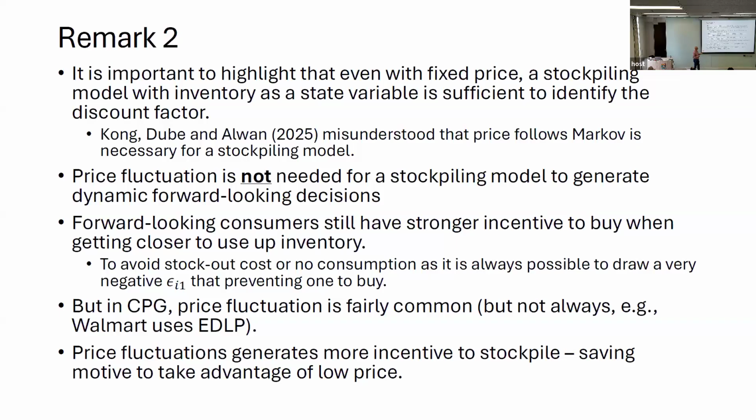Now, in a lot of consumer packaged goods markets, we see price fluctuation, with things on sale from time to time, but that's not always the case. For example, Walmart in the US commonly uses an everyday low price strategy. They set the price for most of the products to be the same across time, and so that doesn't really give price fluctuation. It's not the reason why people go to Walmart and stockpile.